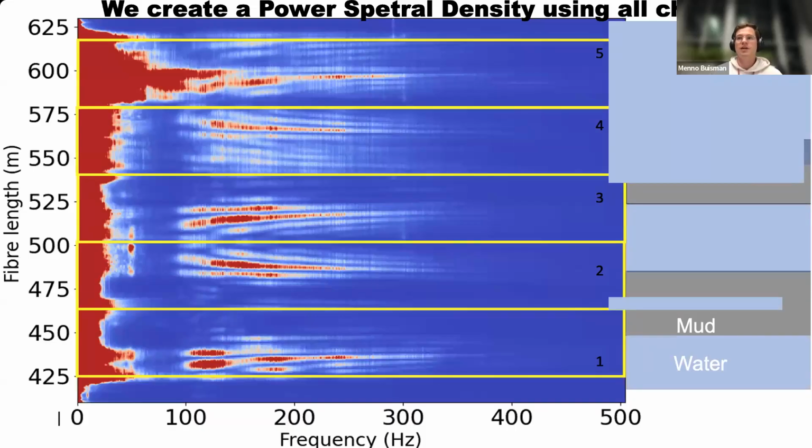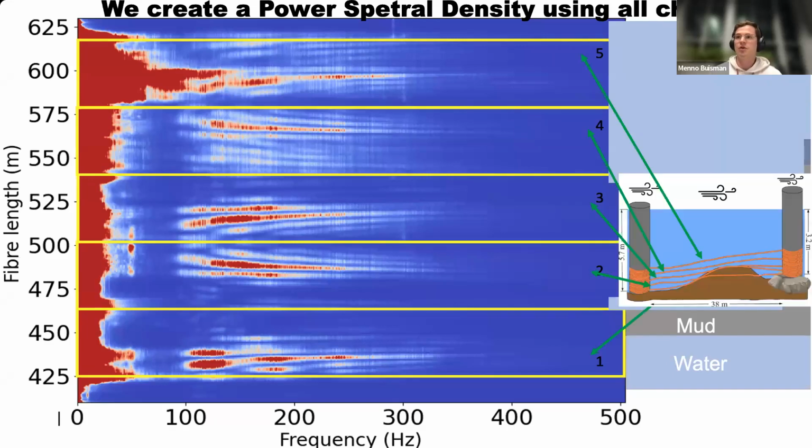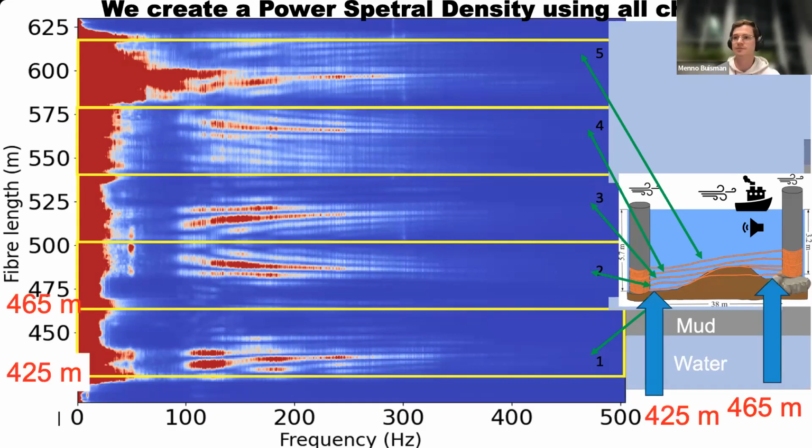Now, when we create a power spectral density of all channels, and we look at where we receive most acoustic energy, we start to notice a few very interesting features. We have here a sort of darker spot, and we have here a darker spot, and we have here a darker spot. And that is related to the muting of the sediments to the propeller cavitation.